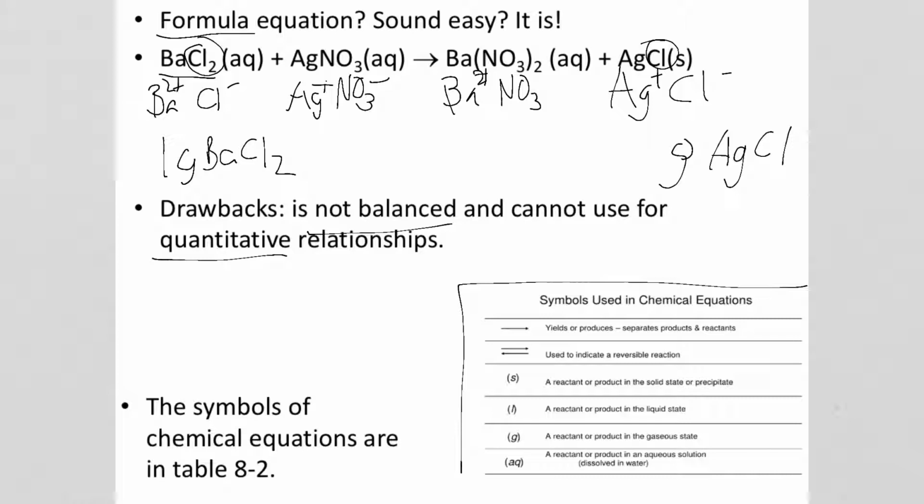Get used to these symbols. There are several others, but we won't really get into the nitty-gritty of all these different types. But you should be able to pick out these pretty easily. Now, the big difference, aqueous, this is dissolved in water. Liquid is the pure substance as a liquid. Those are 2 different things.